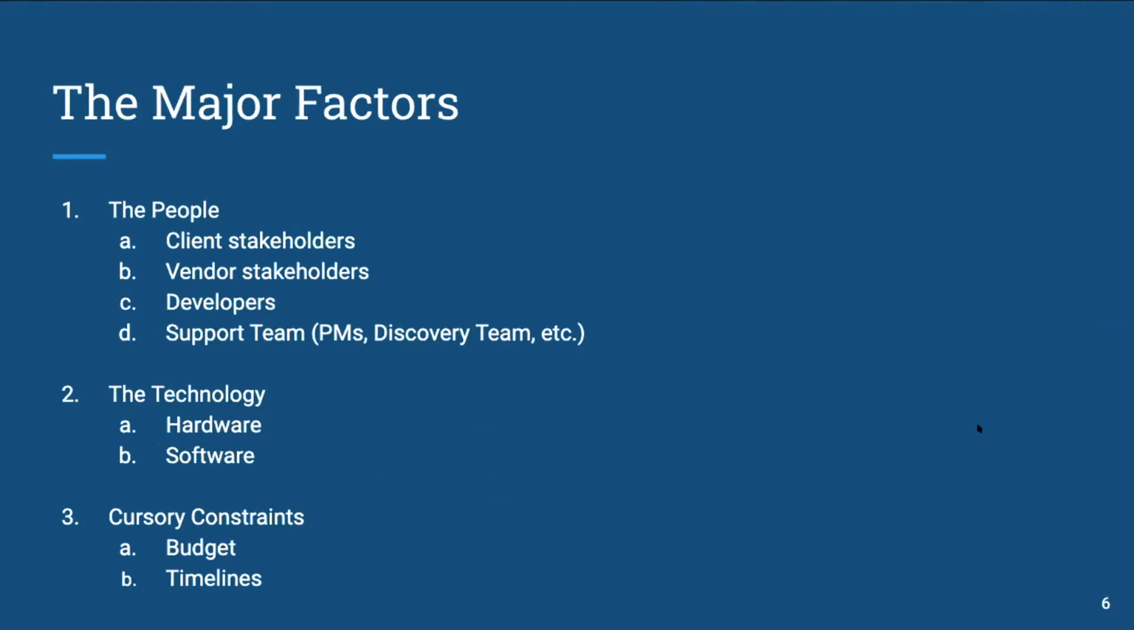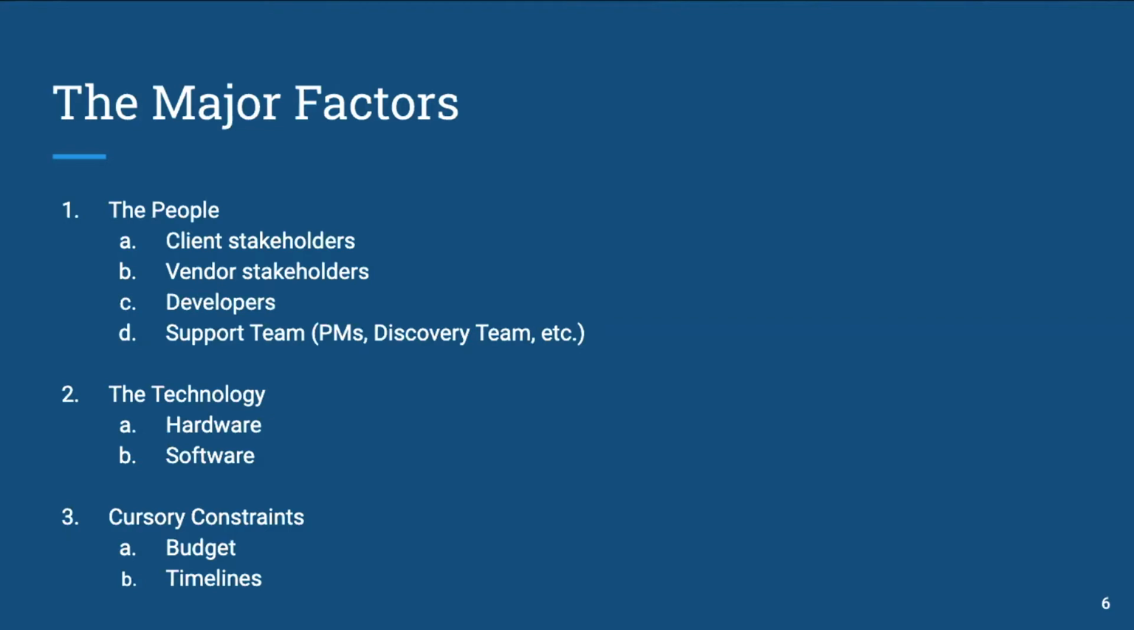So let's start to explore some of the major factors in what makes up a project, so that we can then pull this apart and better understand specifically how those factors all play together in a role of potential success or failure. There are three primary elements: the people, the technology, and then what we call the cursory constraints. So the people are just that.